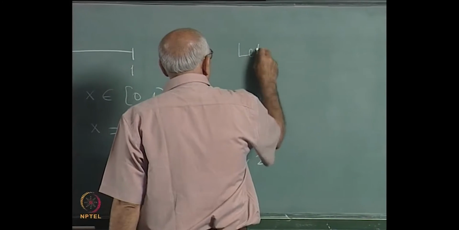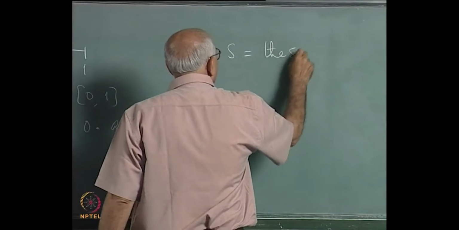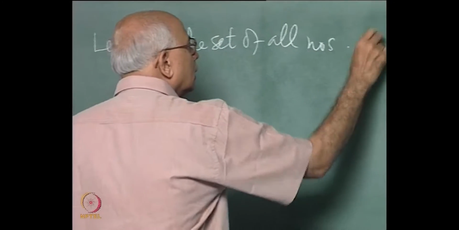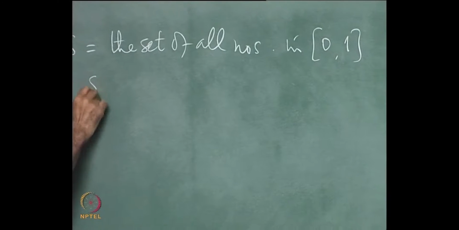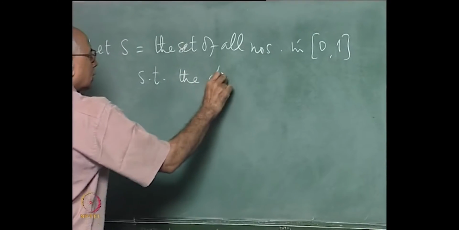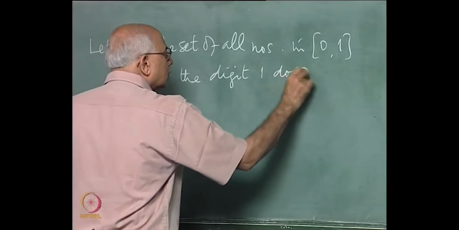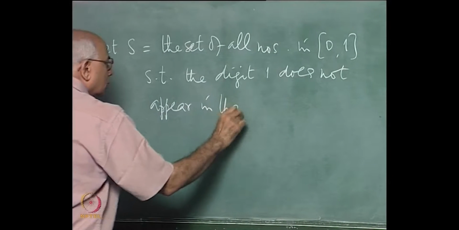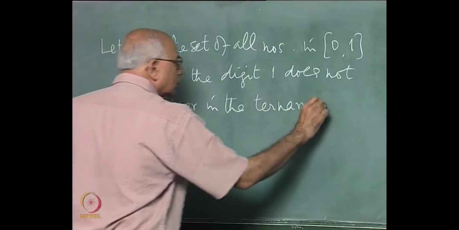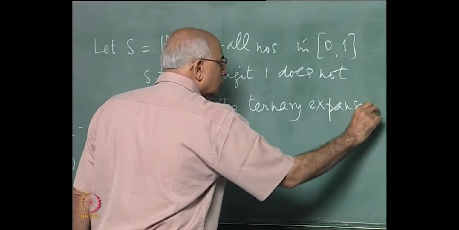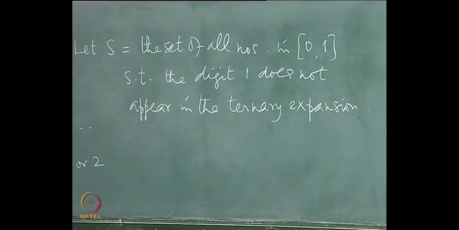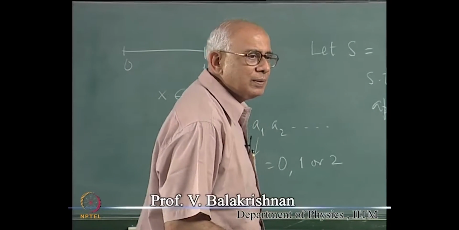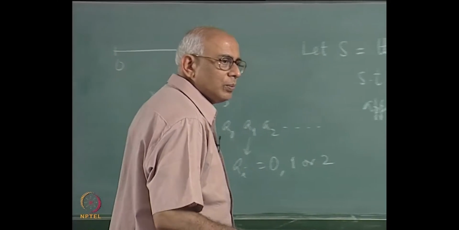So let S be the set of all numbers in [0, 1] such that the digit 1 does not appear in the ternary expansion of these numbers. What is the fractal dimensionality or box counting dimension of the set? How would you go about this? What would you do?